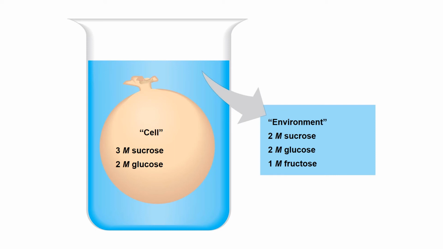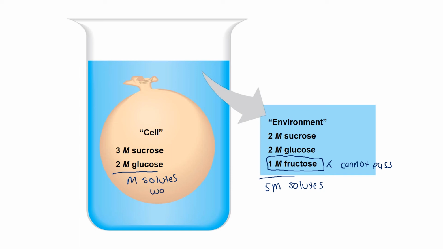Another example, again, we have 5 molar of solutes inside the cell. And we have 5 molar of solutes outside of the cell. And let's say fructose still cannot pass the membrane. What do you expect to happen here? Okay, so inside the cell has water. Outside of the cell has water. They have equal solute concentrations, but fructose can't pass. What do you think is going to happen?